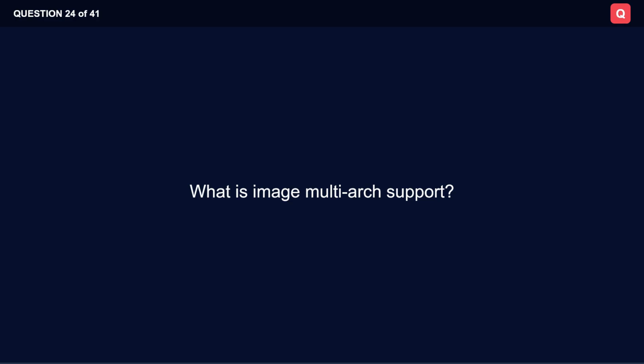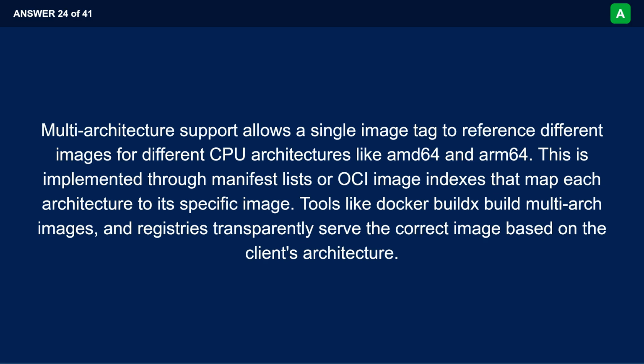What is image multi-arch support? Multi-architecture support allows a single image tag to reference different images for different CPU architectures, like AMD64 and ARM64. This is implemented through manifest lists or OCI image indexes that map each architecture to its specific image. Tools like Docker Buildx build multi-arch images, and registries transparently serve the correct image based on the client's architecture.